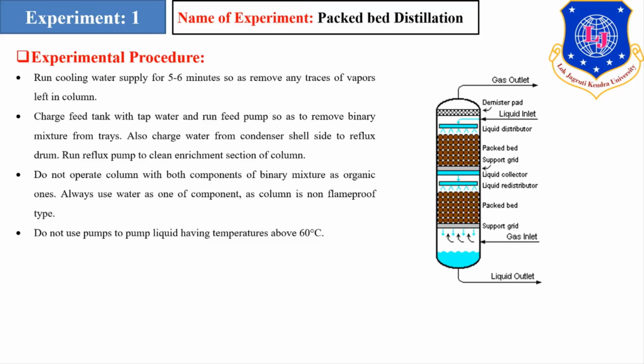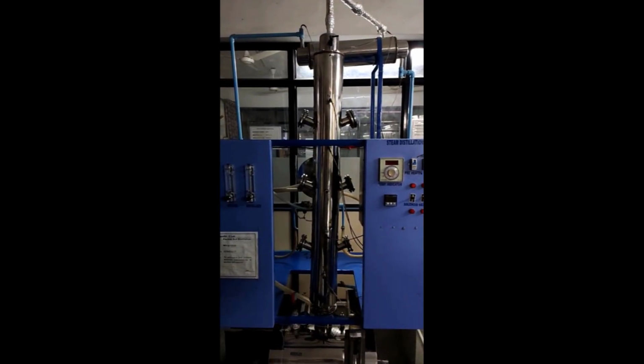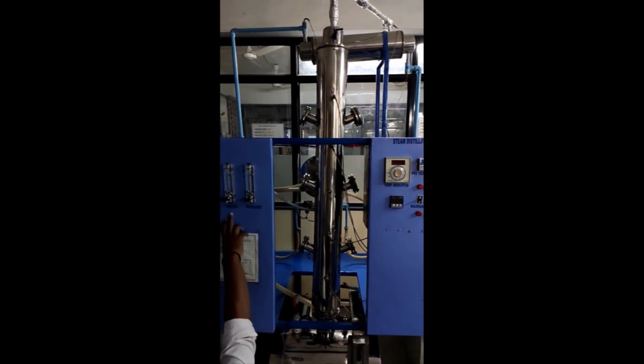Okay, now let us switch to the working mechanism of this packed bed distillation column. Now we will see the working of this equipment, which is a packed bed distillation column. Okay, so this is how the actual distillation column will look. This is the equipment setup.